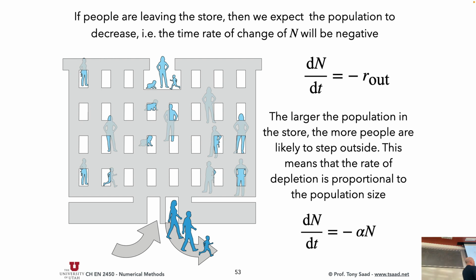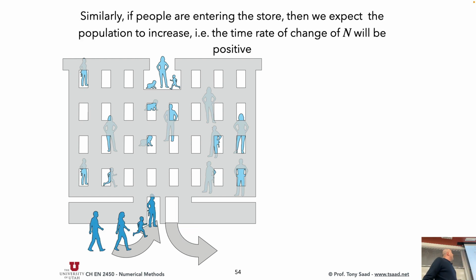So you could argue that, in this case, the rate of change of the population is proportional to the population itself with a negative sign because people are leaving. So the rate of people leaving the store is proportional to the number of people inside the store. When everybody leaves the store, n becomes 0, and then dn by dt becomes 0. So that is consistent with what logic tells us.